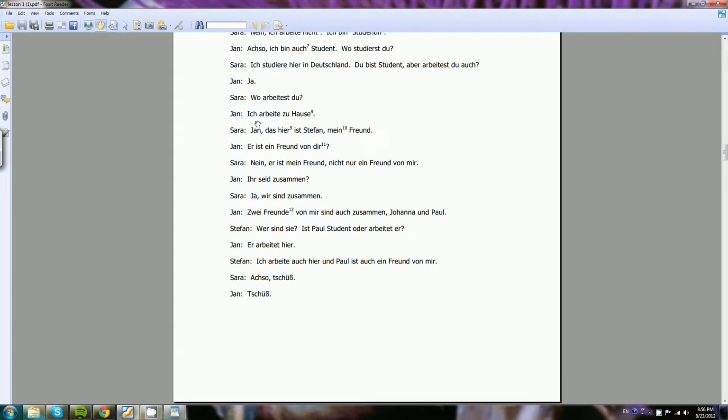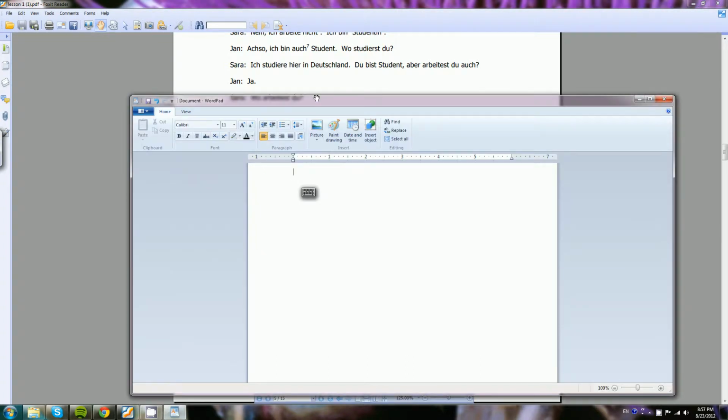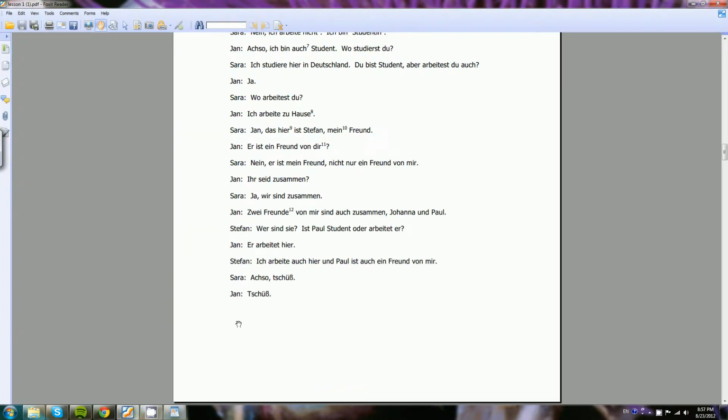That's why I just had this little thing here where she says "mein Freund." She's clearly trying to say this is my boyfriend, and Jan is maybe hoping that that's not her boyfriend or something. So he's like, "ein Freund von dir?" "Nein, er ist mein Freund. Nicht nur ein Freund von mir." So, you can kind of see the subtlety involved with that. It's something you just kind of have to learn through context.